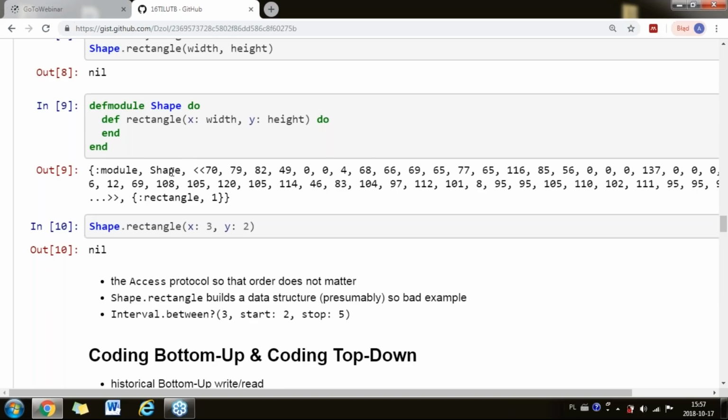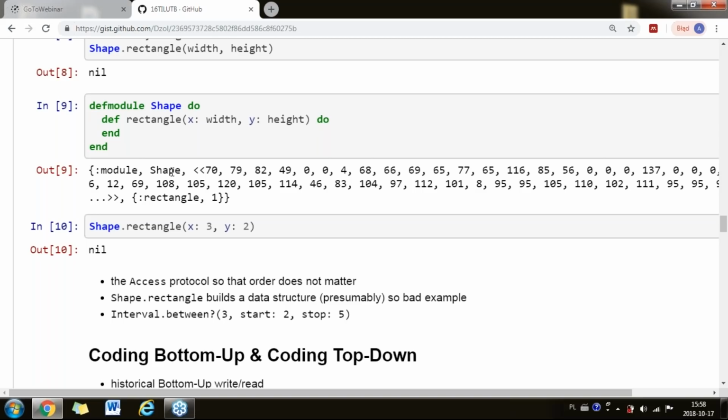And of course, this example is sort of simple, and it's also a bad example because it builds a data structure. So you could, for example, use a struct, and a struct might suffice if you don't need to do sort of checks around, for example, the values that you're passing in. A better example might have been something like an interval.